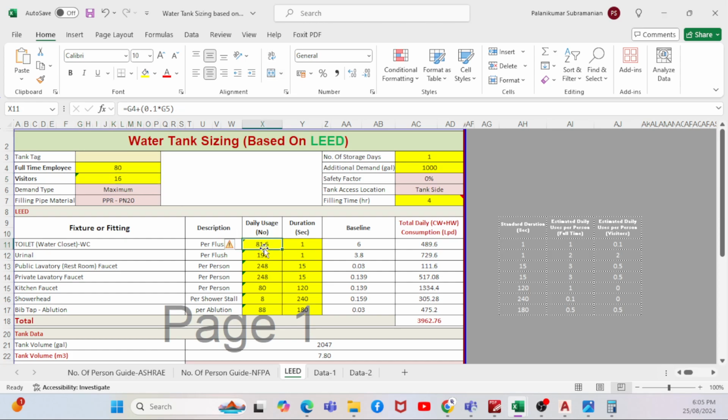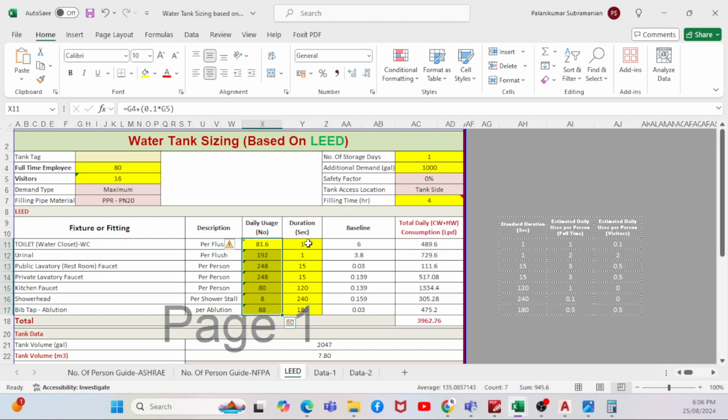Now if you calculate here, you can calculate how many people: 80 employees, right? And plus 10 percent of visitors will be using my toilets, my utility, my fixtures, right? It is not that all the visitors will be visiting. Maybe I can consider 10 percent or I can put 20 percent, whatever it is. So this is my daily usage. Clear, right?